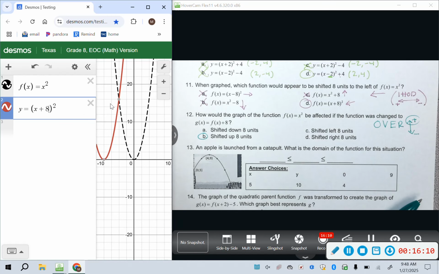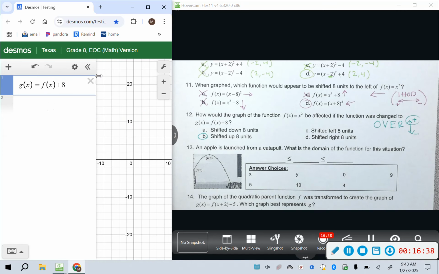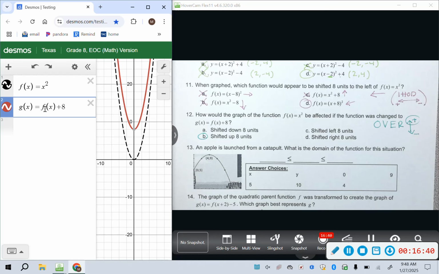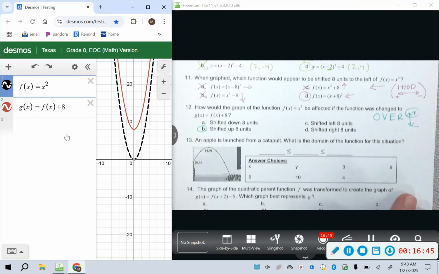So we have function notation here. So I'm going to type it in just the way I see it. g of x equals f of x plus 8. And that went up 8, so we are correct. Now, I want you to realize if I don't have this in here, it doesn't work. You have to have your parent function, and because it said f, you have to have it written as f of x, okay? So that's number 12.